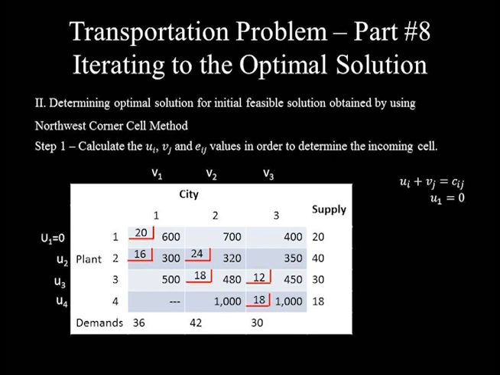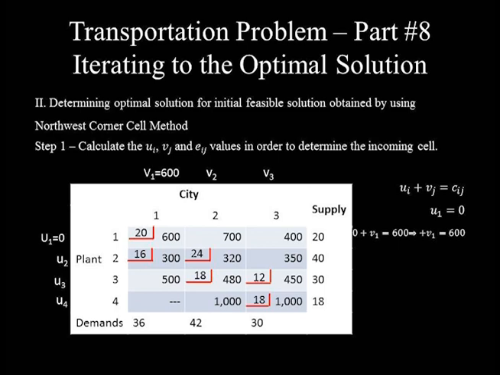Once we set row 1 index as 0, we can calculate the column index of all occupied cells in this row. Unfortunately, we have only one occupied cell in this row. That is the one at the intersection of row 1 and column 1. So its column index can be calculated by using the formula: row index of row 1, that is 0, plus the unknown column index of column 1, that is V sub 1, which is equal to the unit cost of the cell, that's 600. This implies V1 is equal to 600.